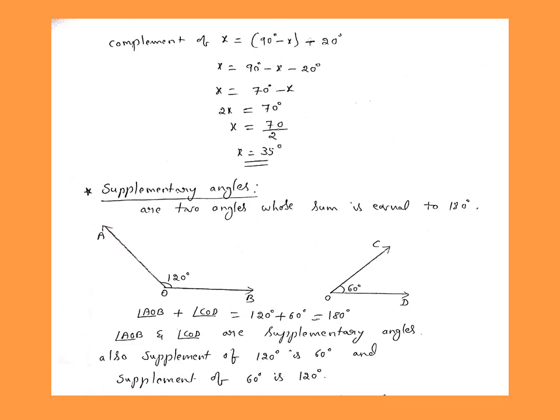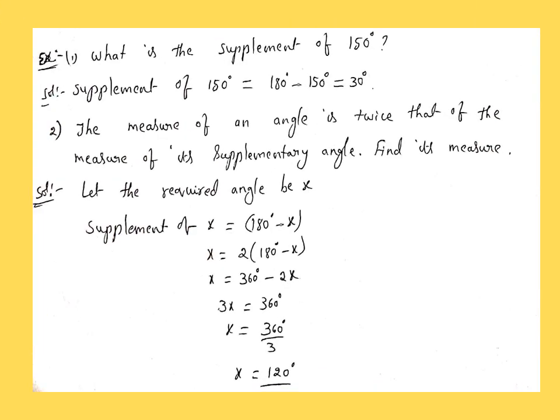Supplementary angles: angles are said to be supplementary when the sum of the measure of two angles is equal to 180 degree. Here AOB is 120 degree and COD is 60 degree. When you add both the angles, 120 degree plus 60 degree, you will get 180 degree. Angle AOB and angle COD are supplementary angles. Also, the supplement of 120 degree is 60 degree and the supplement of 60 degree is 120 degree. What is the supplement of 150 degree? Supplement of 150 degree equals 180 degree minus 150 degree equals 30 degree.